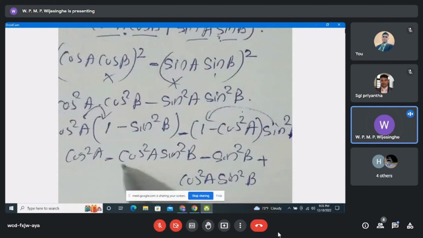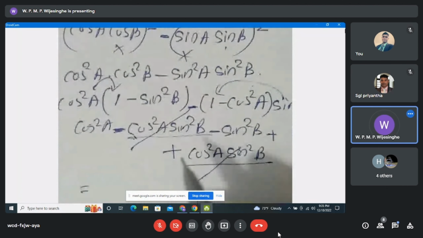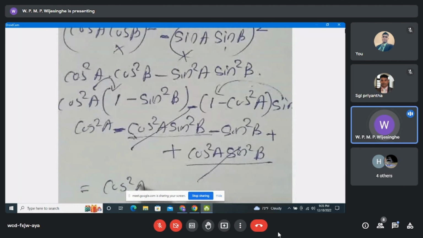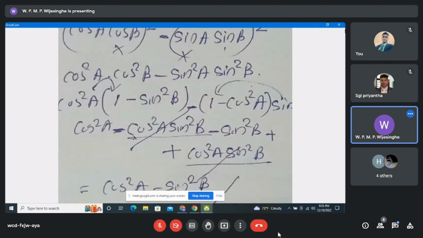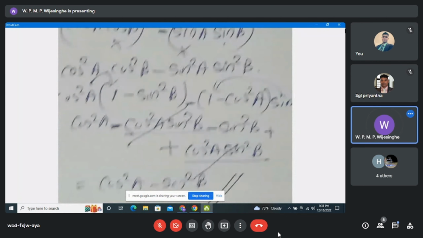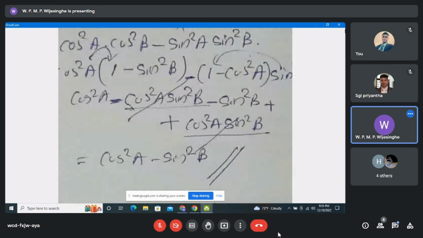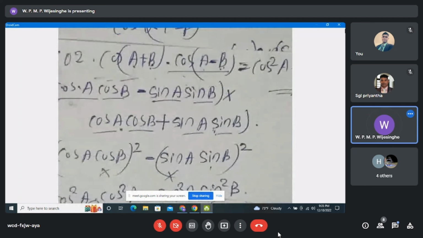Then these two terms are equal, and it is negative here, it is positive here. Then this one cancels and here it remains cos square A minus sin square B. This is what we want. Here it is equal. Write it.